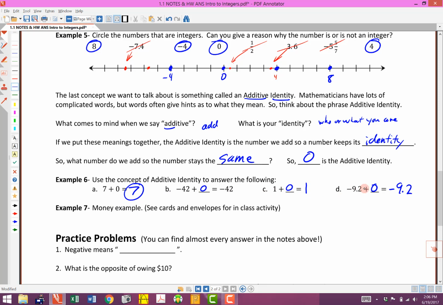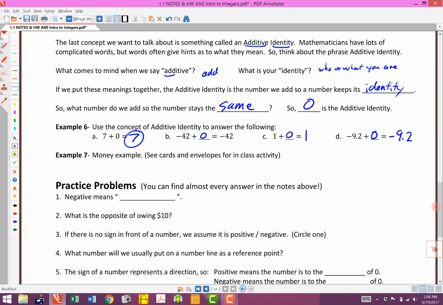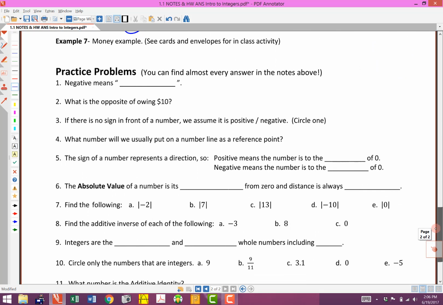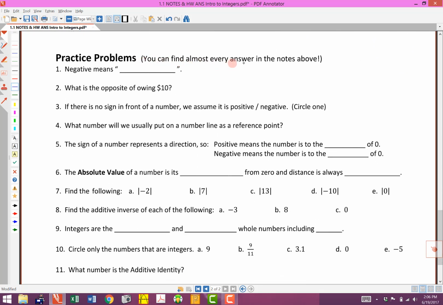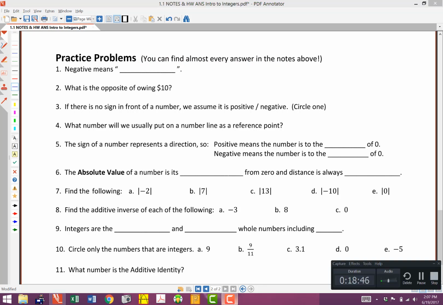Now, if you were in class, we're going to do a money example. I've got some cards with some envelopes, and we'll talk about absolute value, talk about number lines, positive and negative whole numbers, including 0, all those sorts of things. And then I've got some practice problems for you today. And these practice problems, you can find almost every single answer in the notes above. So if you take a look at those and get those done, that would be awesome. Thank you very much.